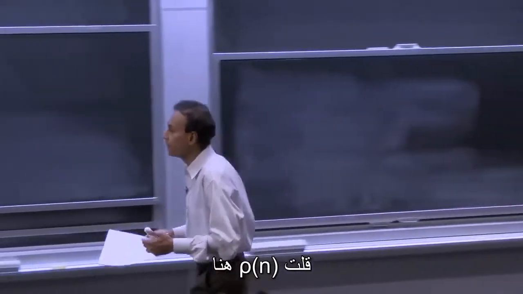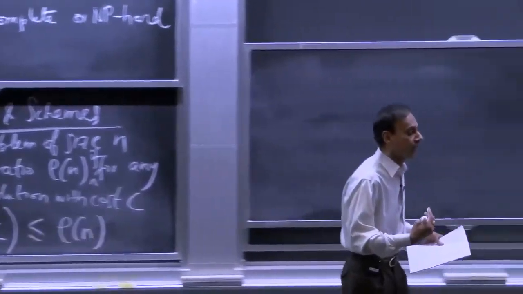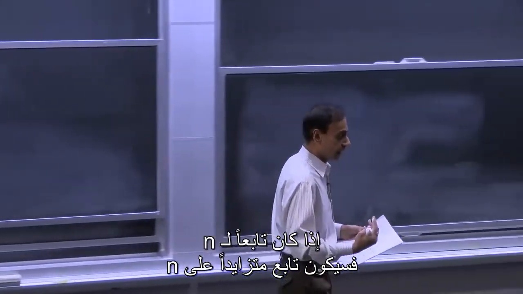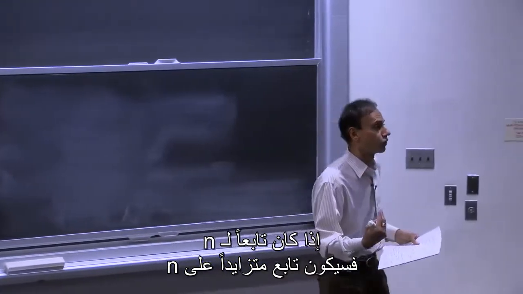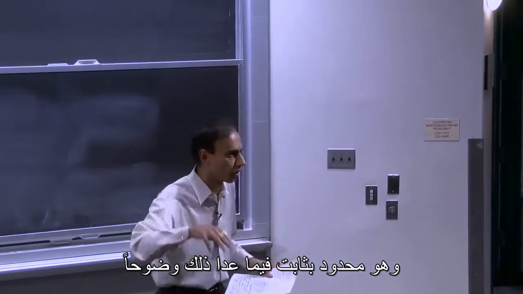Now, I did say rho of n there, so this could be a constant, or it could be a function of n. If it's a function of n, it's going to be an increasing function of n. Otherwise, you could just bound it and have a constant, obviously.